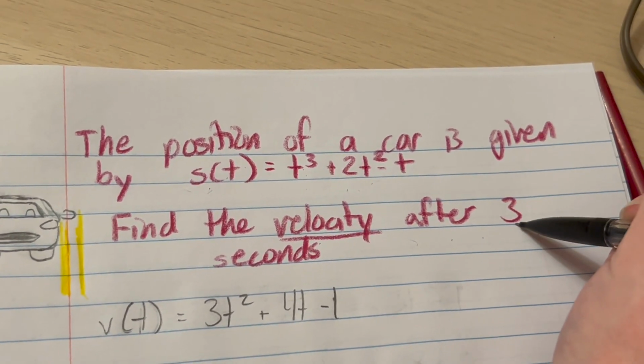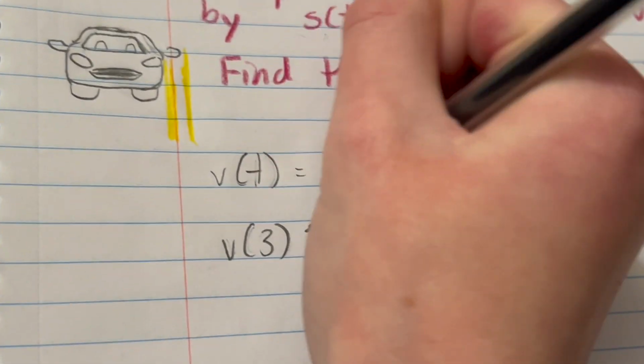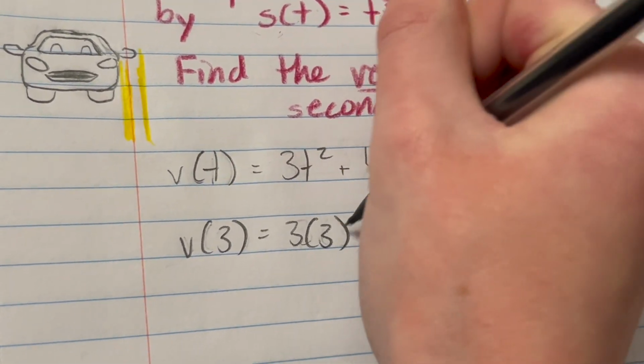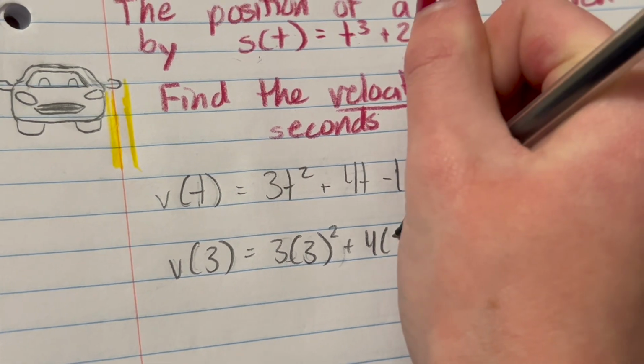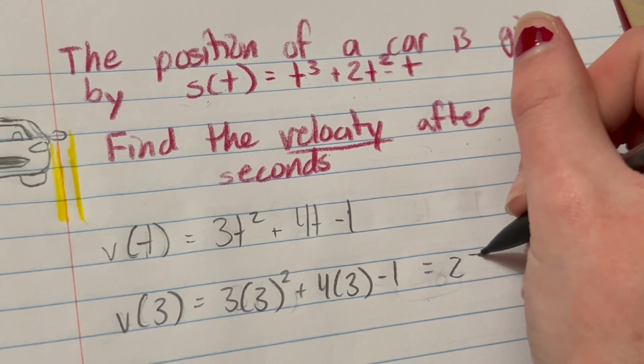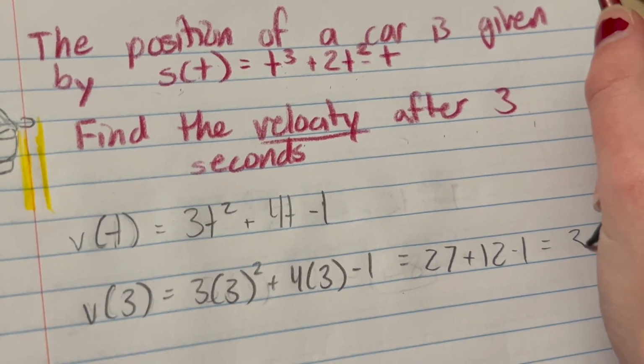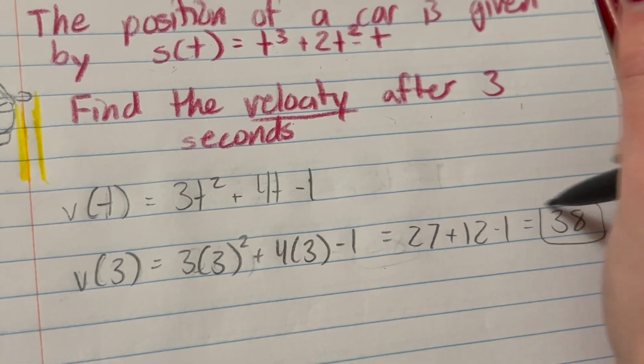And since we're given a time, we're just going to plug that in. So v of 3 is going to equal 3 times 3 squared plus 4 times 3 minus 1. And that's going to equal 27 plus 12 minus 1, which is going to equal 38. And that is our final velocity.